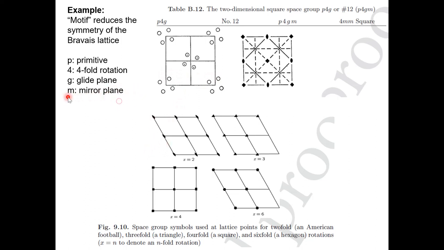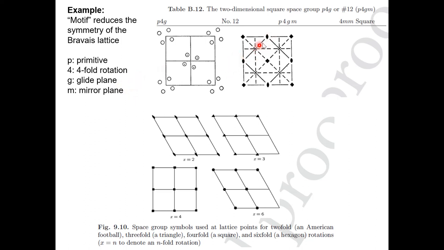And there are also mirror planes. Mirror planes are indicated by full lines, and glide planes are indicated by dashed lines. So the points, the circle with a point inside and the empty circle, they are related by reflection. Okay, it's a way to indicate different points in your motif that are related by reflection.